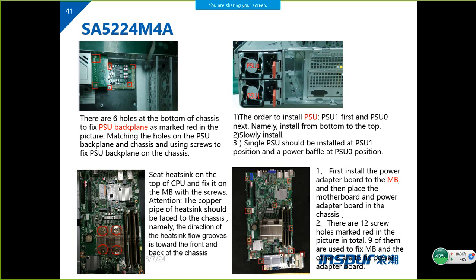First, install the power adapter board to the motherboard, and second, place the motherboard and the power adapter board in the chassis. Install this one to the motherboard first, and then install the entire assembly into the chassis second. Okay, there are 12 screws, you see, in the red square.